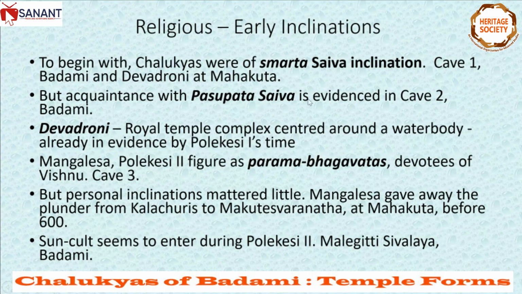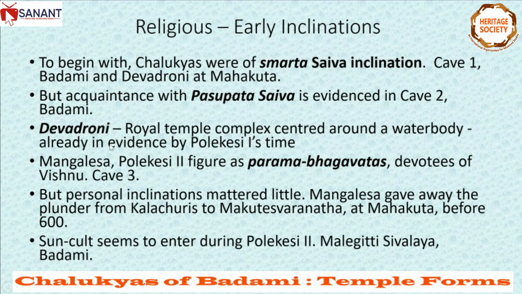To begin with, Chalukyas were of Smarta Shaiva inclination, and Cave 1 at Badami and the Devadroni at Mahakuta seem to suggest this, where there is no indication of any influence of Pashupata as such at the beginning. Then, at the time when Cave 2 was excavated, which is a Vaishnava cave, we already have evidence of the emergence of the Pashupata Shaiva religion slowly in this area. In fact, an image of Lakulisha has been found in Cave 2 in Badami.